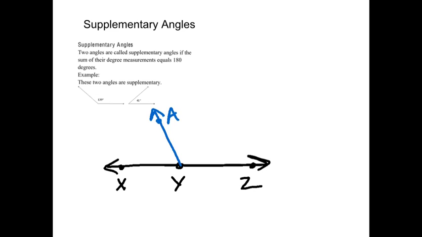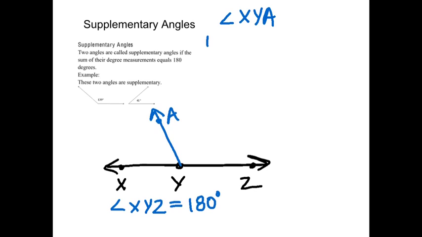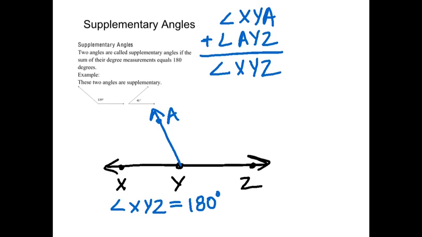Okay, so to follow the same kind of thinking as last time, right? If we have angle XYZ, if that equals 180 degrees, then we could say then that angle XYA plus angle AYZ would be equal to angle XYZ.